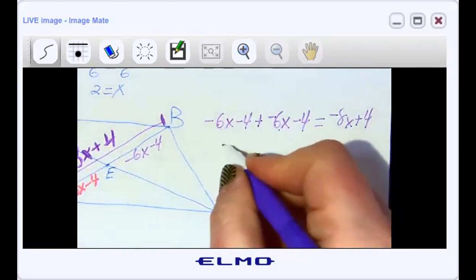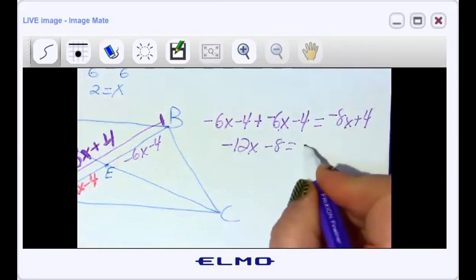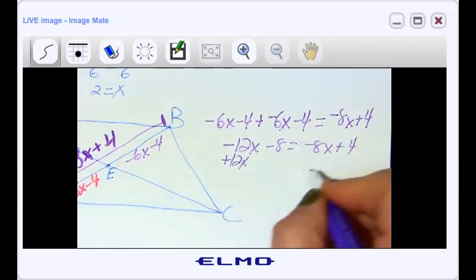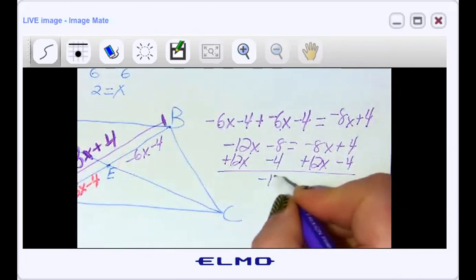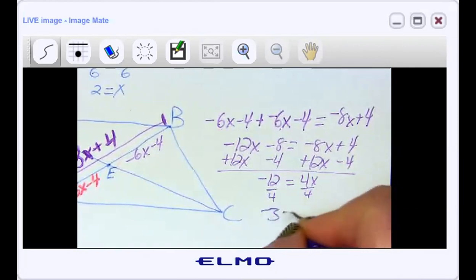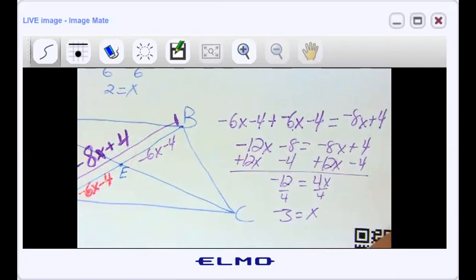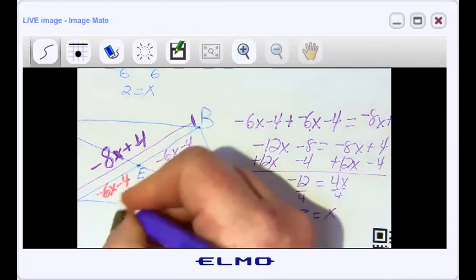-6x and another -6x is a -12x. And then -4 and -4 is a -8. -8x plus 4. And now I'm just solving like I always do. So I would add 12x. I would minus the 4. So I have -12 equals 4x, divided by 4, divided by 4. So yeah, if you came out with a -3, you're spot on. And it really does work. It checks if you plug it back in. Let's pop it into this red section here. So -6 times -3 is positive 18 minus 4, means that that piece is 14.